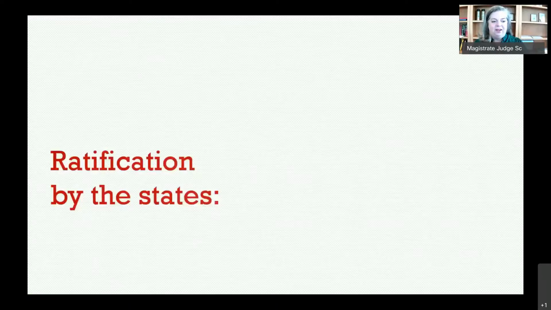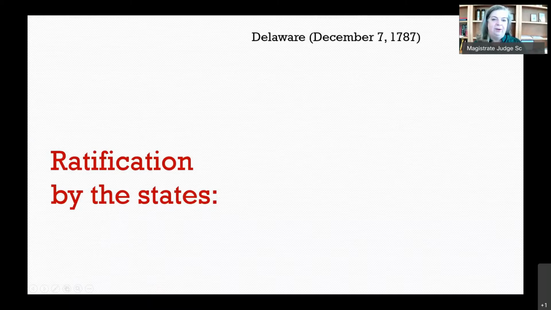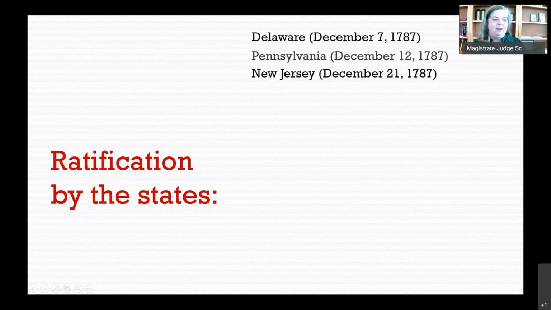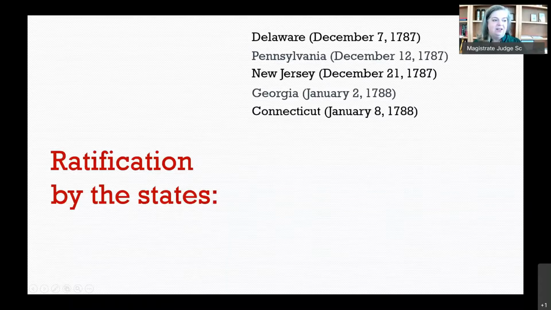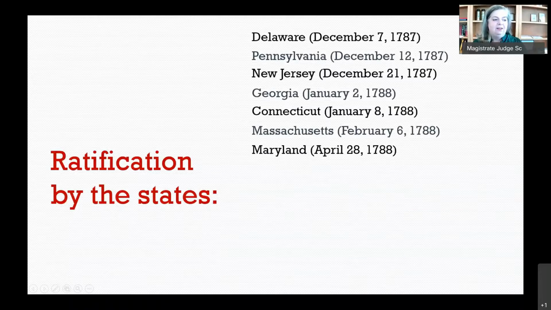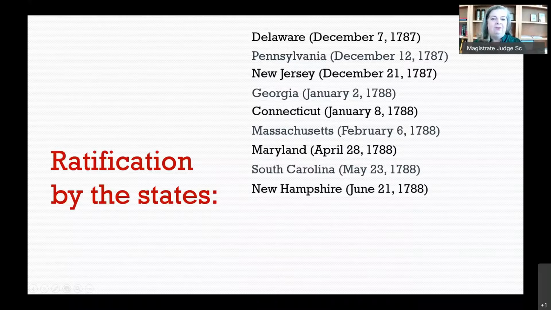Ratification followed over the next several years. Under Article 7 of the proposed Constitution, the Constitution would not become the official governing document of the United States until at least 9 of the 13 states ratified the new Constitution. Slowly but surely, the states ratified the Constitution in the following order. Delaware was first, followed by Pennsylvania, New Jersey, Georgia, Connecticut, Massachusetts, Maryland, South Carolina, and New Hampshire. When New Hampshire ratified the Constitution, it became the governing document of the United States.